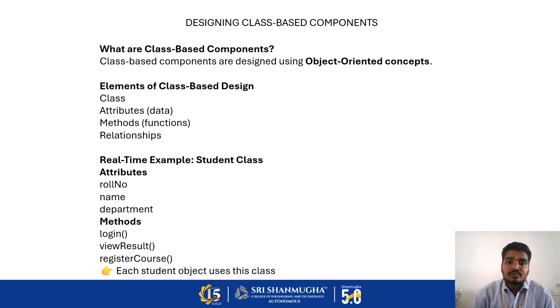So next is designing class-based components. What are class-based design components? They work for the basic elements of class-based design. The class attributes, methods, and functions can be divided into multiple components at the basic design level. The real-time example is the student class. A student class can have attributes such as roll number, name, and department, and methods such as login and view result. Each student can use these classes.